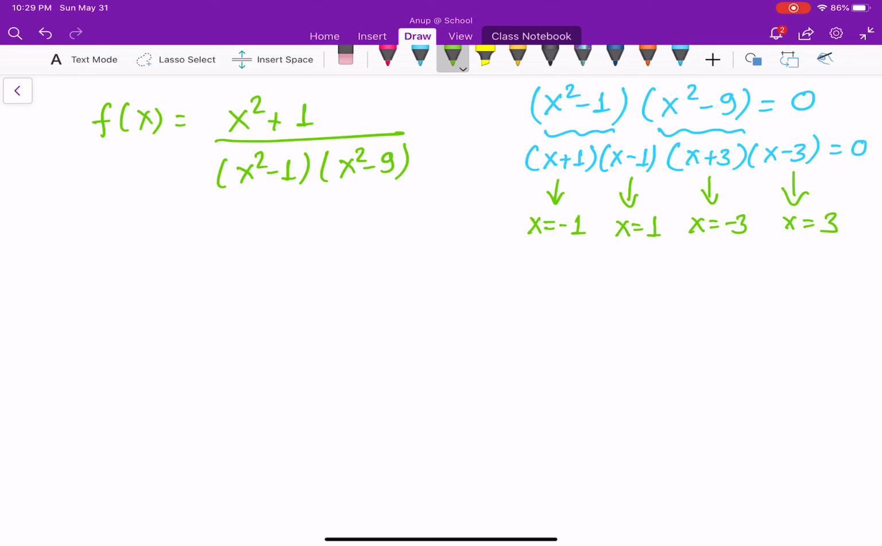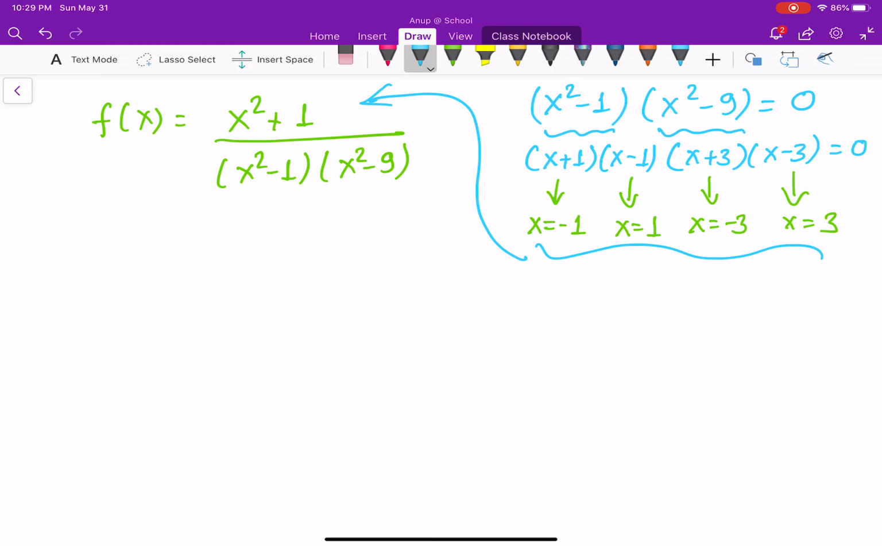So we have these 4 numbers where the denominator is 0, but if you plug all of these numbers into the numerator, you can see that still the numerator is not 0, right? Negative 1 squared is positive 1, so positive 1 plus 1 would be 2. Plug 1 in, you will not get 0. So in this case also, the numerator and denominator do not have any real 0 in common.